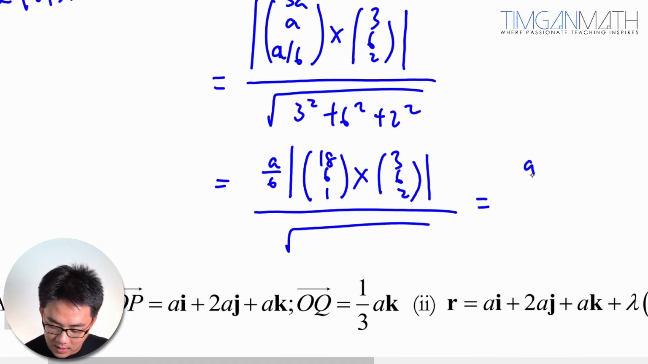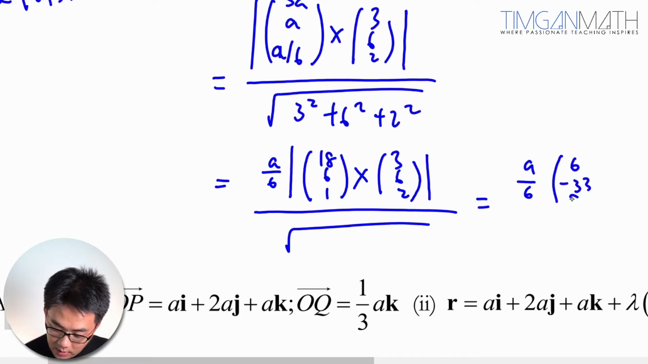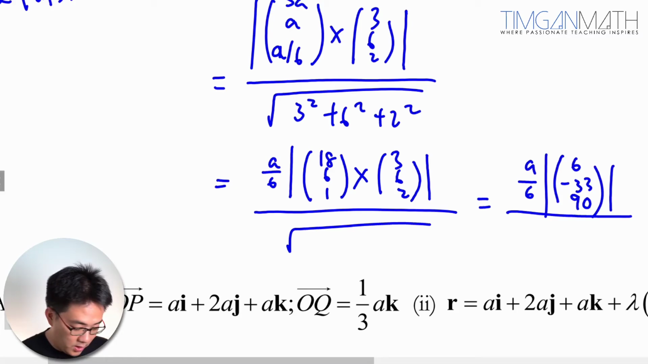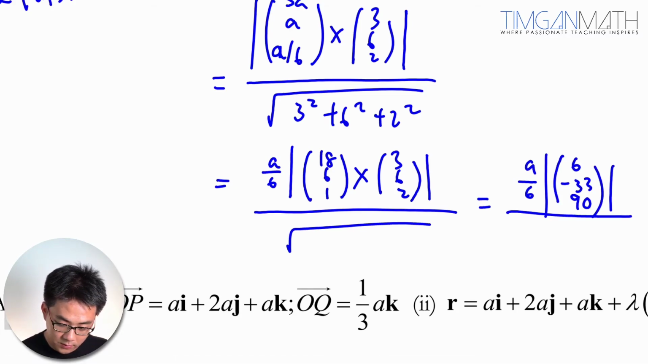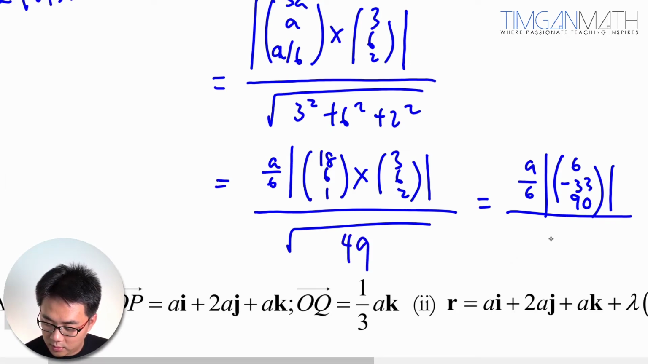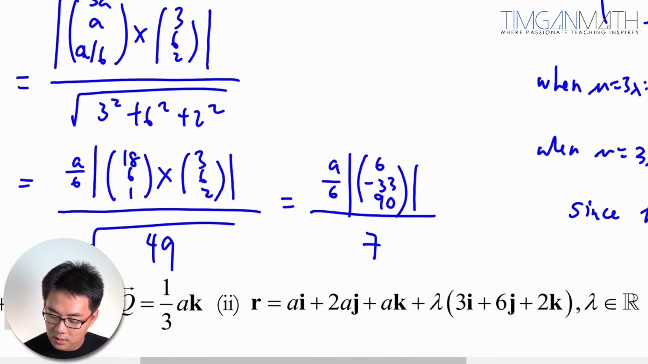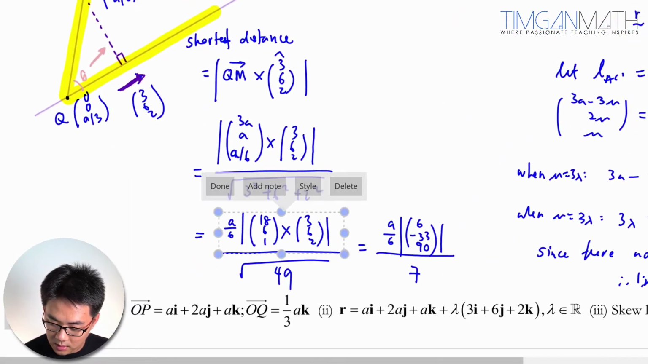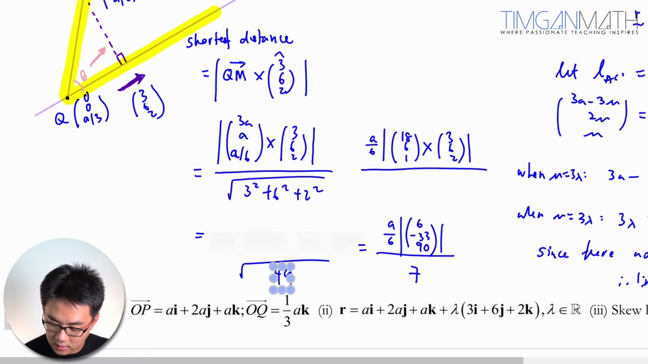This is 8 over 6. This will give me 6 minus 33, 90. Okay, so 3 square plus 6 square plus 2 square is 49. The square root of 49 will be 7. Oh my goodness, not enough space. I think I just write this out here.